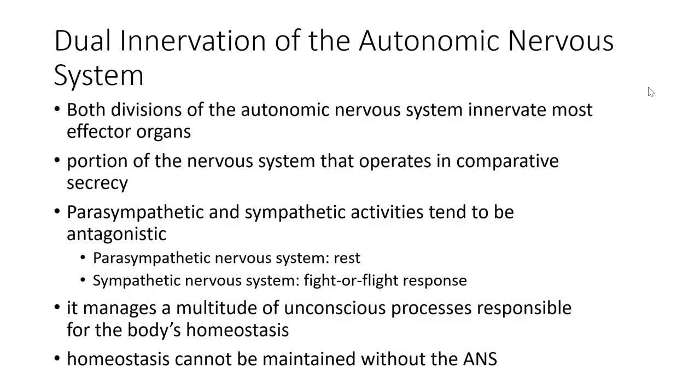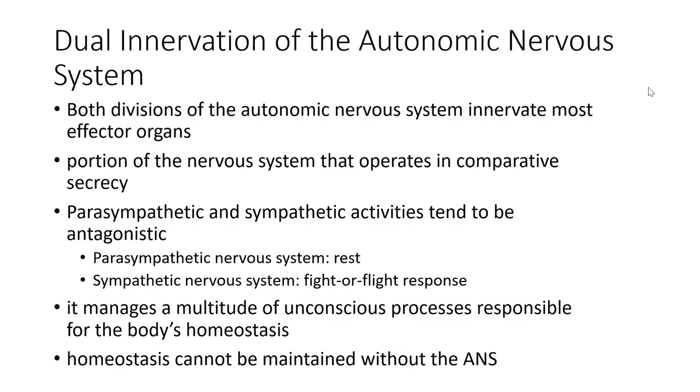It's secreting bile to help break down that meal. Your pupils are more constricted because you're not trying to assess your environment as much. And so this is the opposite end of the spectrum. This is the rest and digest division of the autonomic nervous system.